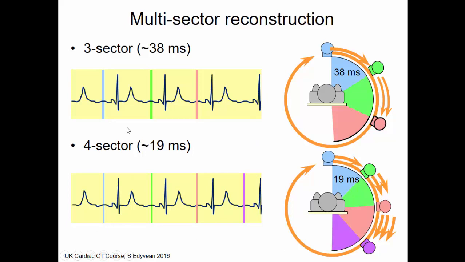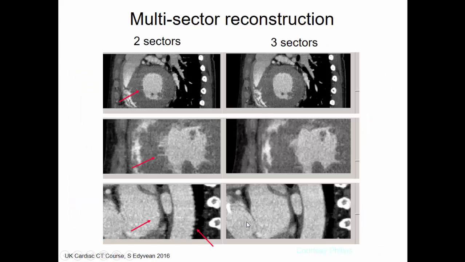Now, it gets complicated then, because for 4 heartbeats, you've got to make sure that the heart is going to exactly the same position. And for the ill patients, that's not really likely to happen. But here's an example of an improvement from 2-sector reconstruction when you've gone to 3-sector.